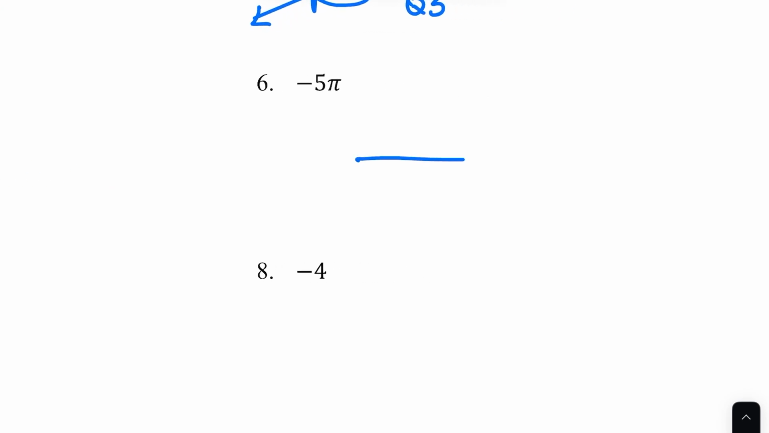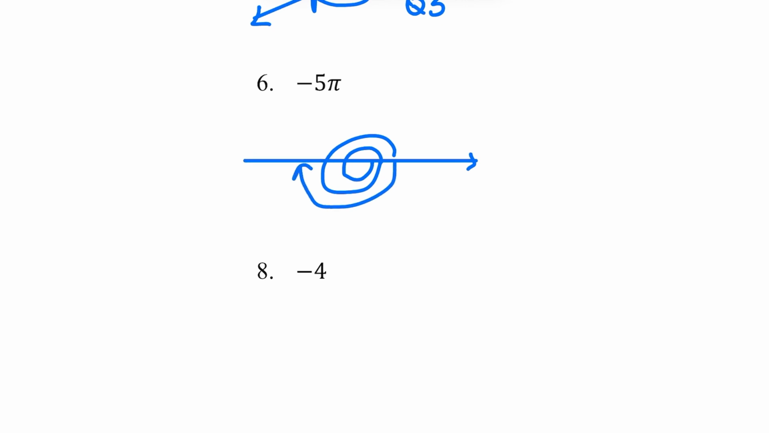What about negative 5 pi? Well, we're going to go in a clockwise rotation. Here's negative 2 pi, negative 4 pi. And if I want one more, I would just end up going another half circle, which is a pi. So it looks like that. So that's going to terminate on the negative x-axis.